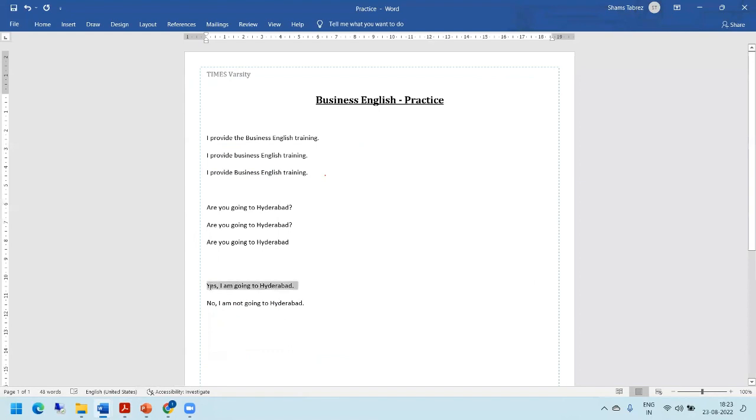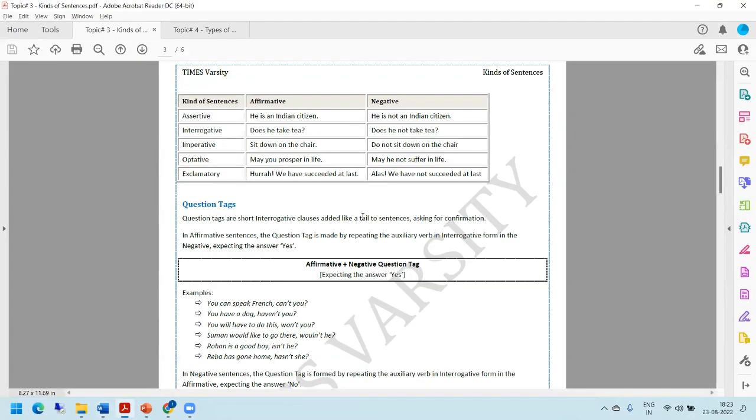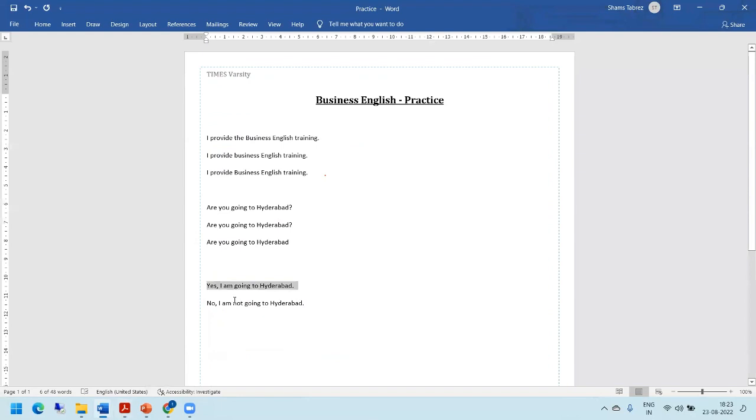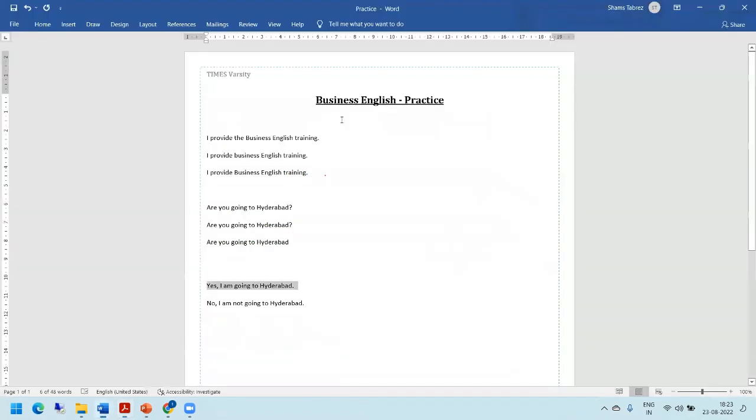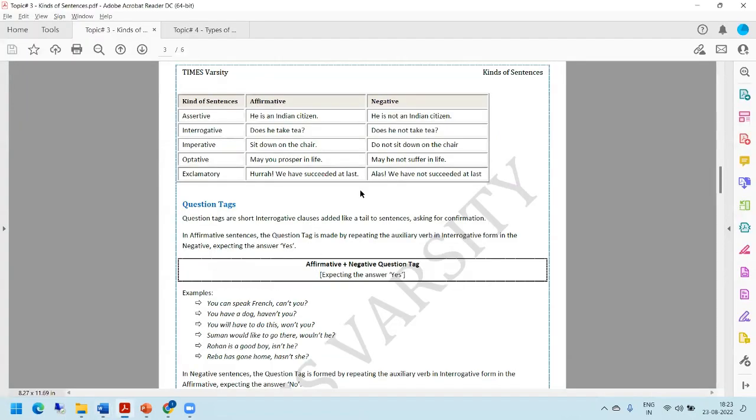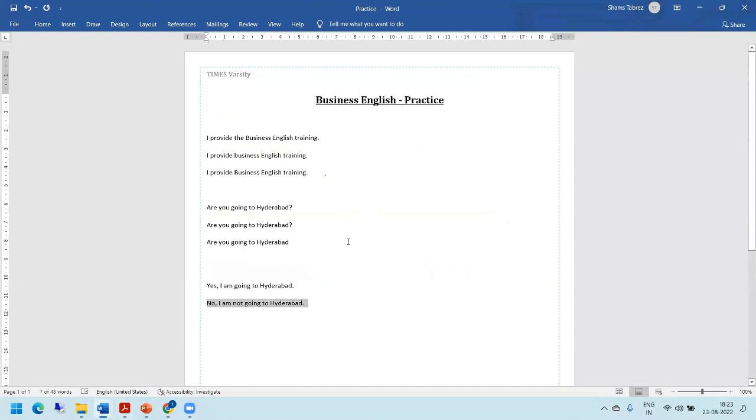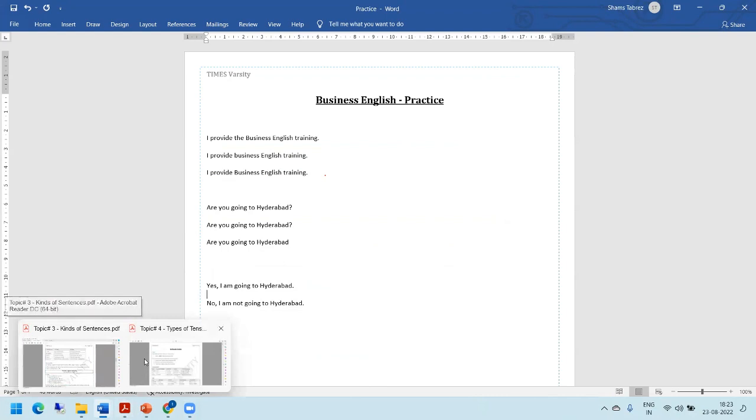The first one. Sorry, the first one is assertive and affirmative. Affirmative, right? Then the second one is assertive and negative. Perfect. This is how we will identify. Okay. Right. Now, would anybody like to add some point or any question before we jump to the next topic?